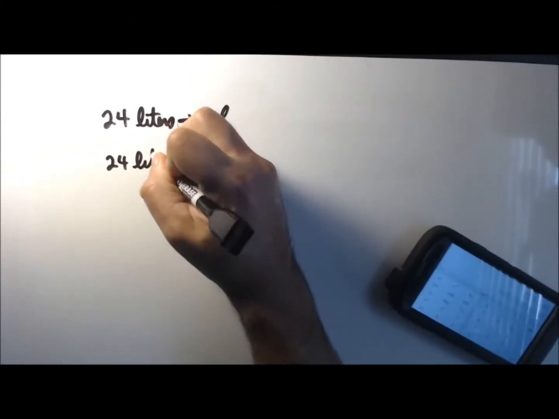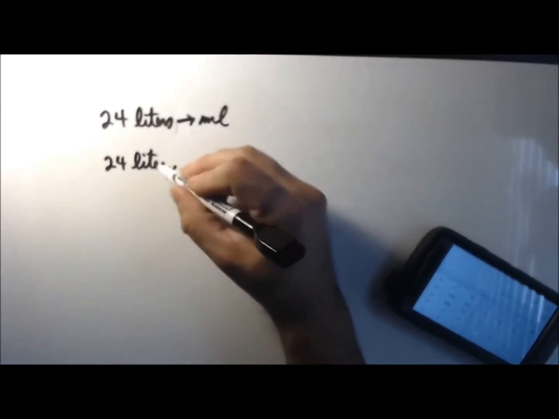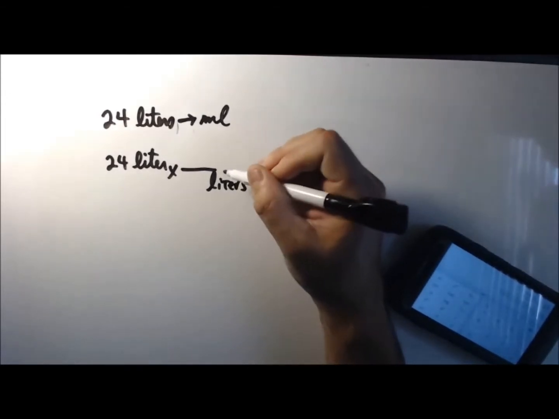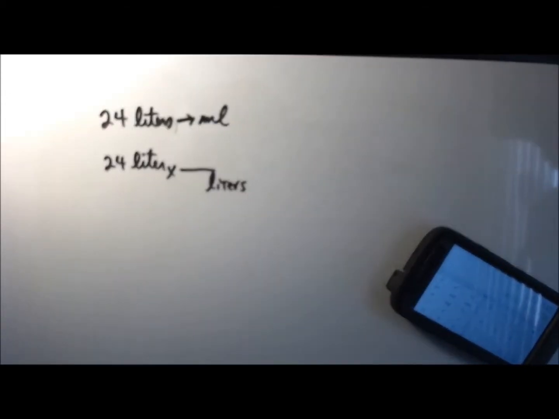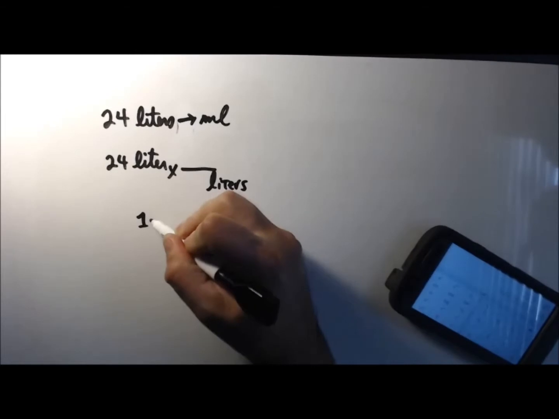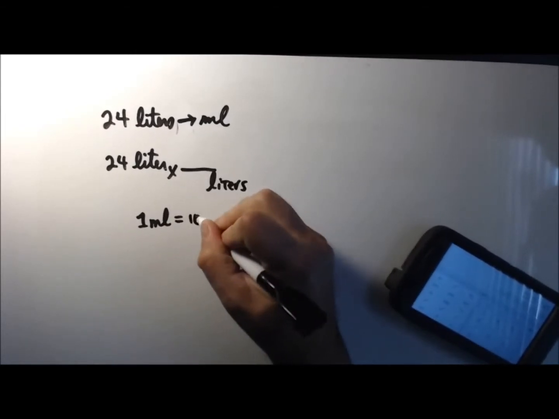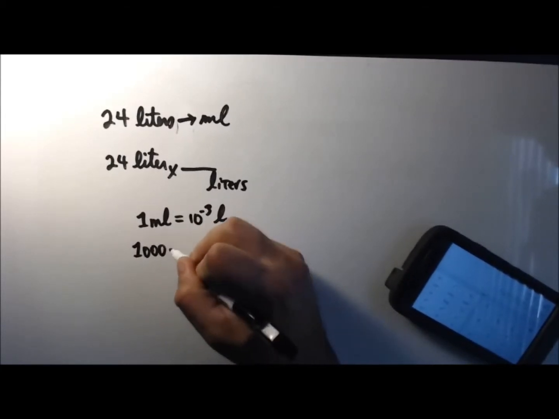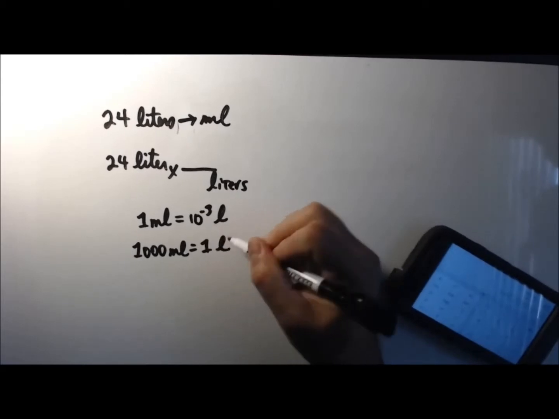We have 24 liters, and we set it up to cancel. If I have liters in the numerator, I need to have liters down here in the denominator to cancel. If I look at my conversion chart, I will see that there is a conversion factor given to us for milliliters and liters. And let us see here. I know that 1 milliliter is equal to 10 to the negative third liters, or I could have said 1,000 milliliters is equal to 1 liter. That will give us the same thing.